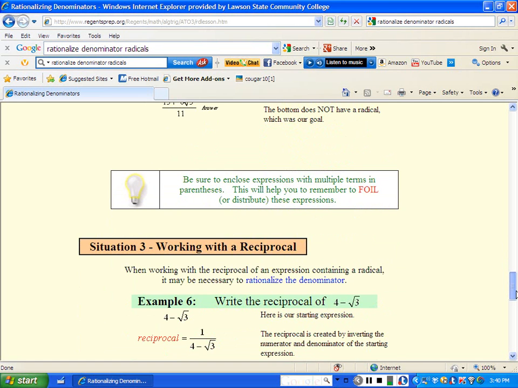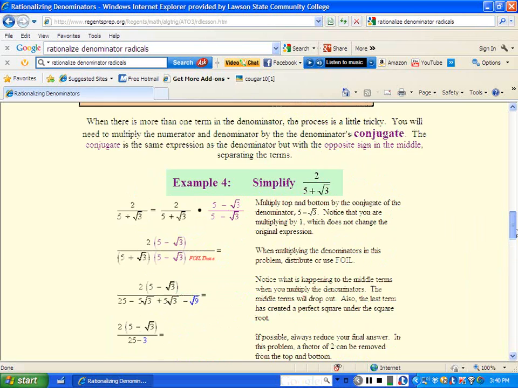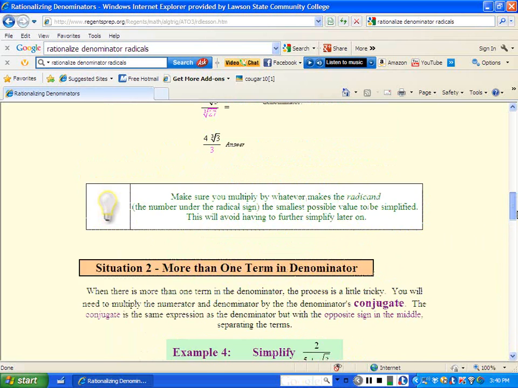And that's all I wanted to show you for this video. I just wanted to show you a quick video on how to rationalize the denominator.